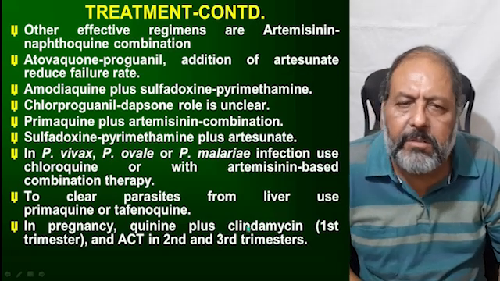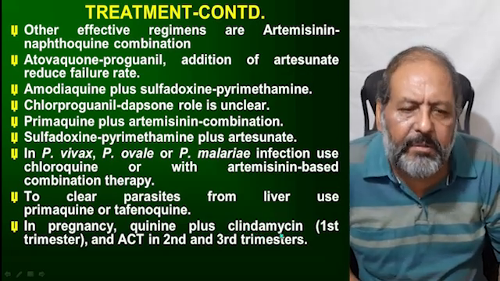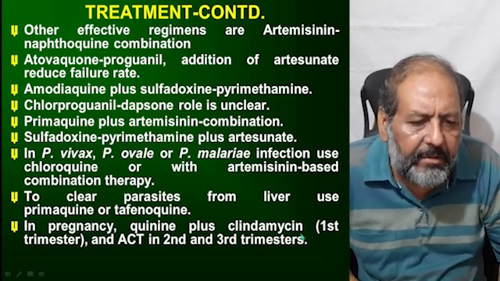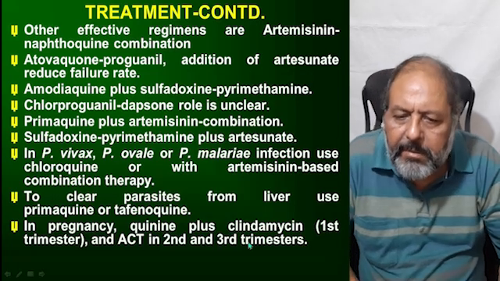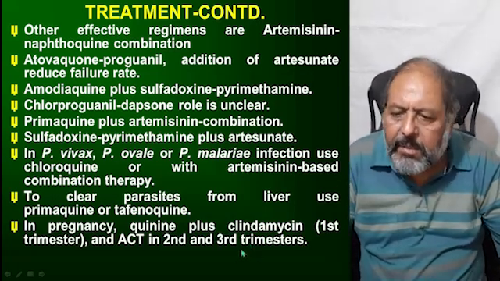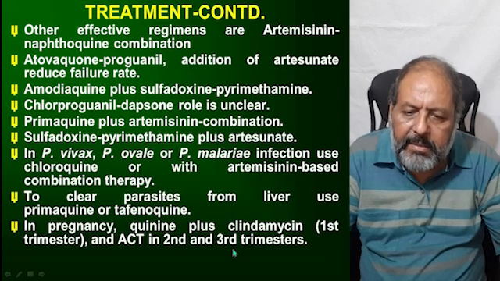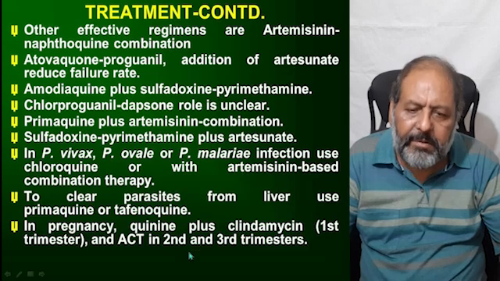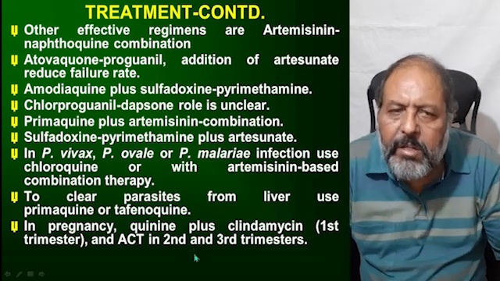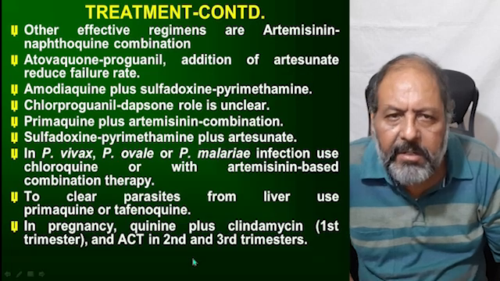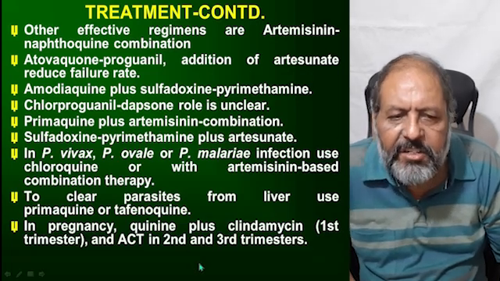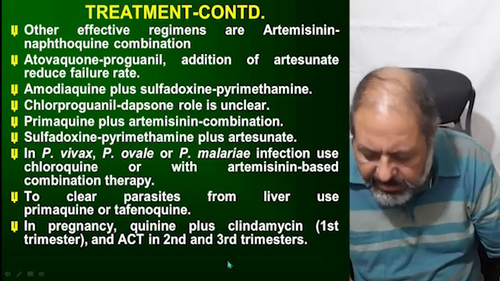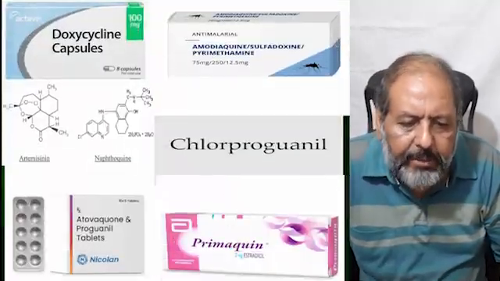In Plasmodium vivax, Plasmodium ovale, or Plasmodium malariae infection, use chloroquine or artemisinin based combination therapy. To clear the parasite from the liver, use primaquine or tafenoquine, that is for the hypnozoites which have been hidden in the liver. In pregnancy, quinine plus clindamycin in the first trimester and ACT in the second and third trimester, that is artemisinin containing treatment.